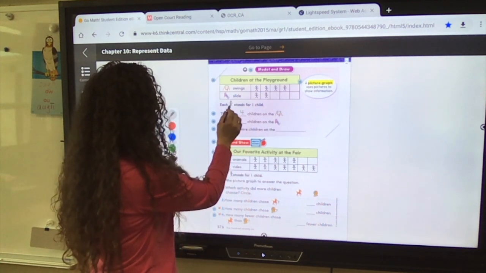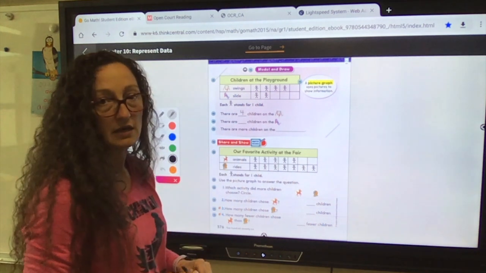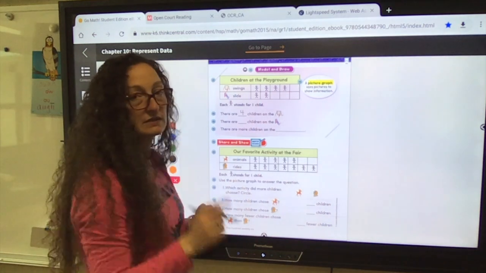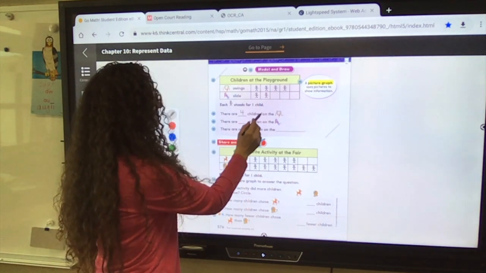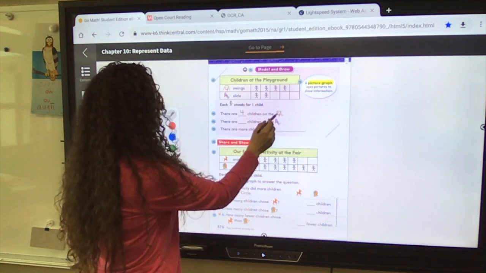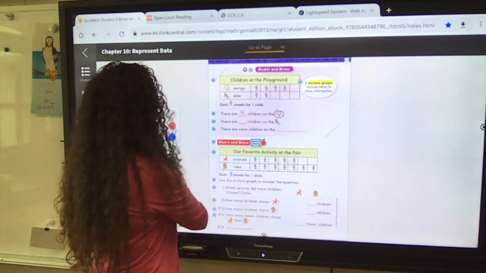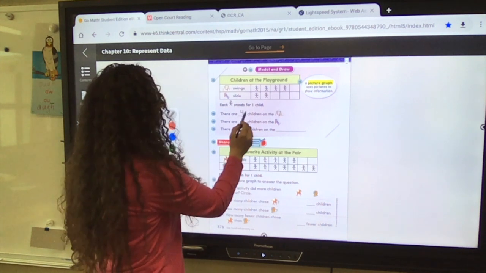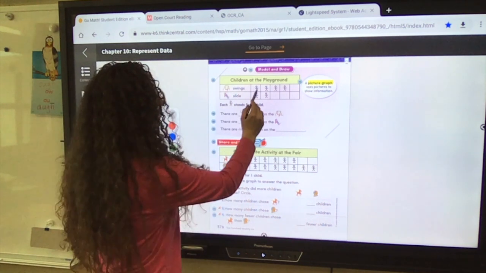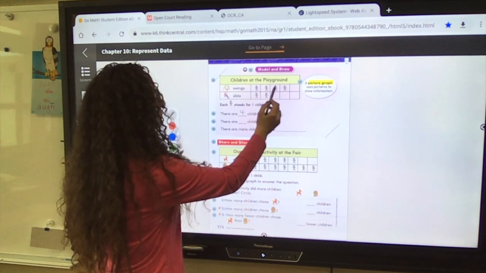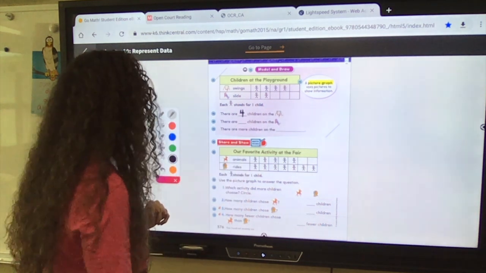Each stick figure stands for 1 child. All right, so that's our key. Each one of the little stick persons stands for 1 child, 1 kid. There are blank children on the swings. So notice that picture matches that picture. Well, we've already got our answer, but let's count. Let's go up here so I know we're looking for swings. 1, 2, 3, 4. There are 4 children on the swings.